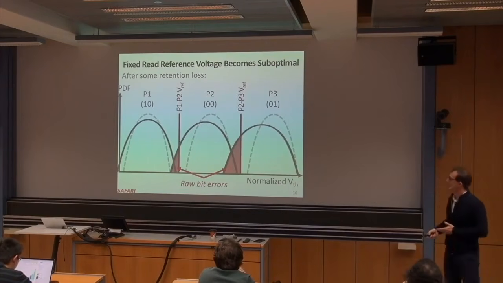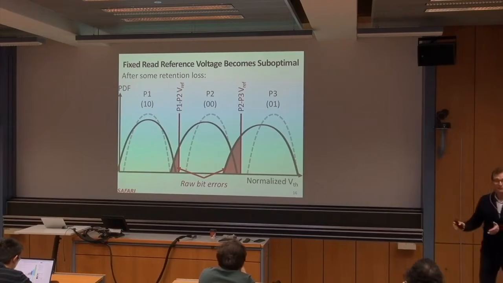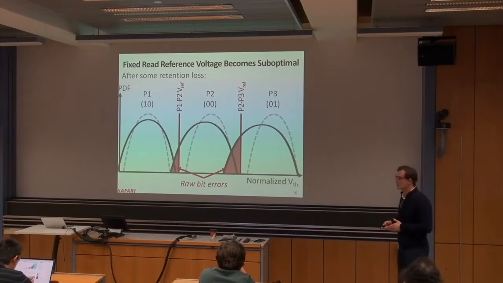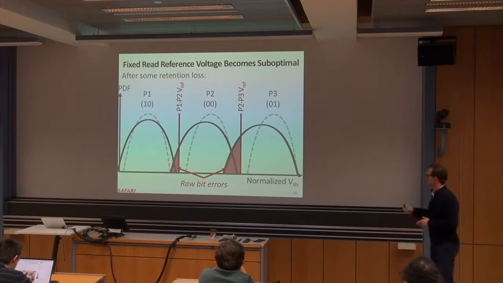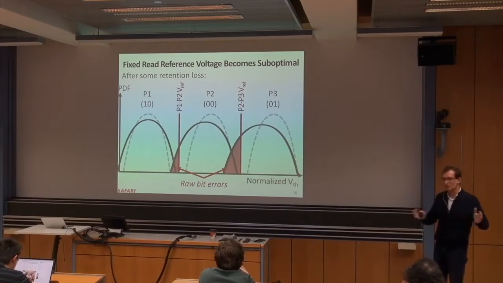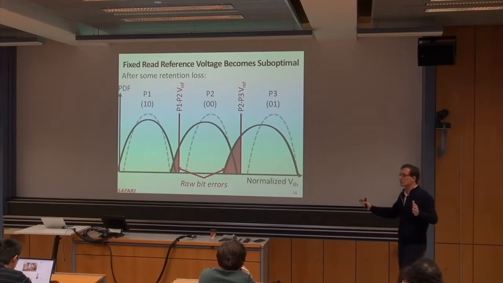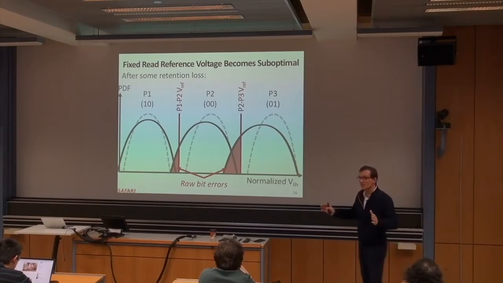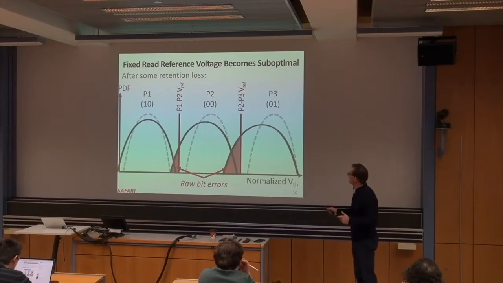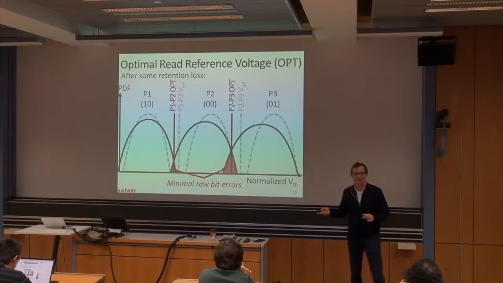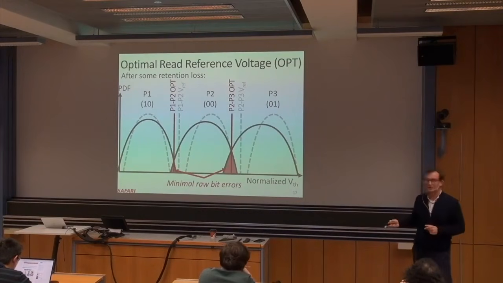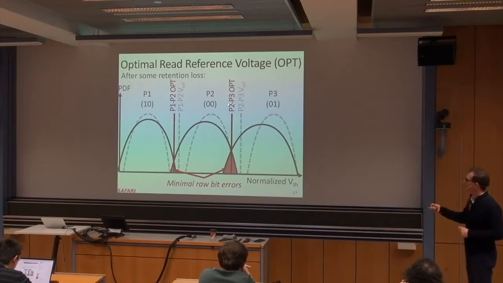If you have a fixed read reference voltage, that's what happens. But if you're able to adapt your read reference voltage to what's happening in the device, you can say, oh, okay, some of these cells actually store data for, let's say, 5 days. And because they've stored data for 5 days, my read reference voltage should not be this, but it should really be this. If you can find that out, then that sounds good, because this is the place where you really minimize the raw bit errors, right?